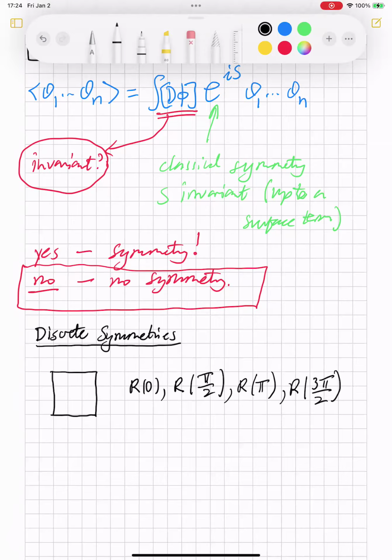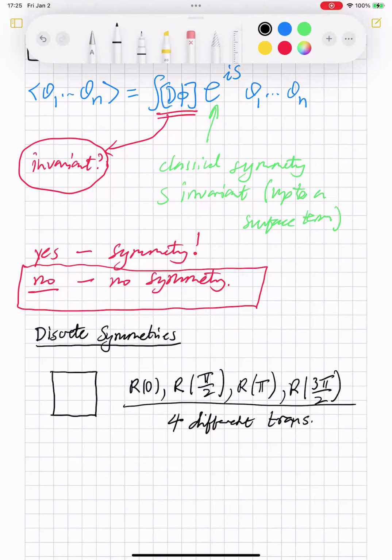Anything else that I do, for example a rotation by 2 pi, leaves the square unchanged. So that's the same as the rotation of naught. If I was to do a rotation through an angle of 5 pi by 2, that would be the same as doing a rotation by pi by 2. So inside this group, the discrete symmetries of the square, there are only 4 different transformations. That's the symmetry group: 4 different transformations, their rotations.